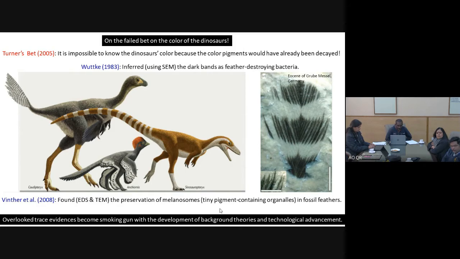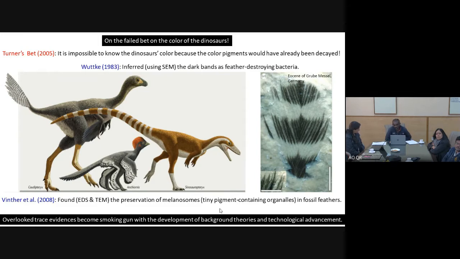Then in 2008, Winter, a Danish man, studied the fossilized feather of the dinosaurs using EDS and TEM, transmission electron microscope. He studied the dark band. There are melanosomes, tiny pigment-containing organelles. These melanosomes were not there in the light band. Supposing Woodke's inference of feather-destroying bacteria, they should have been everywhere, irrespective of the dark and light bands. But now he found melanosomes only in the dark bands.